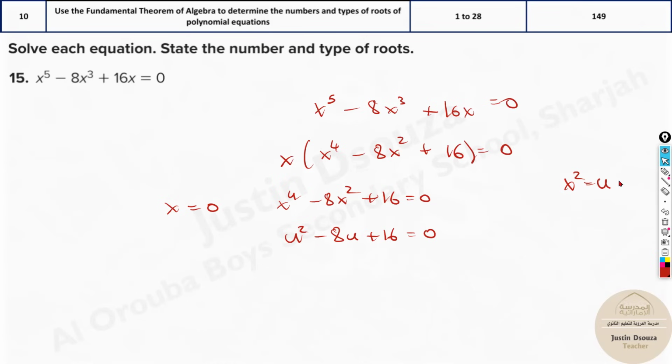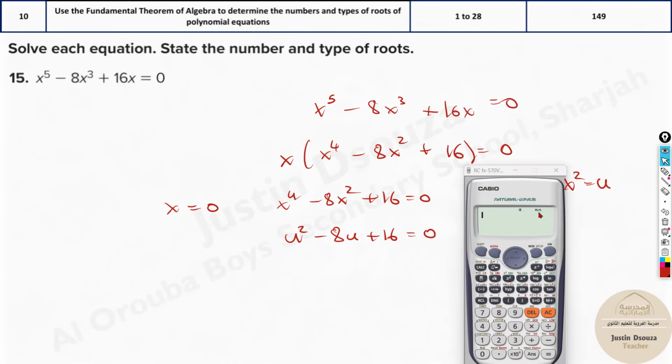Now we use the calculator and solve this quadratic. Mode 5 and 3. Over here it's 1, minus 8, 16. And what are the answers? It's 4. That's it. See, now over here you must be careful. What does this 4 mean? It's a repeated root. Let me just check the coefficients. Yes, 1, minus 8, 16.